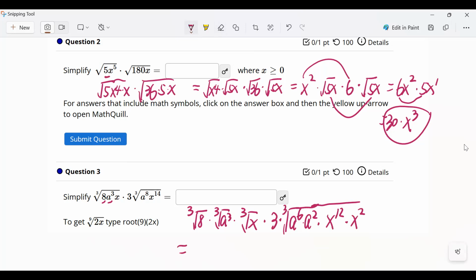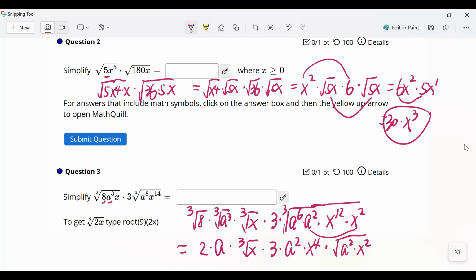Cubic root of 8 is 2. And cubic root of x. Here, cubic root of a to the 6 is a squared. And then these two go together, put it on the side. And then the cubic root of x to the 12 is x to the 4th. Now you get cubic root of a squared times x squared.